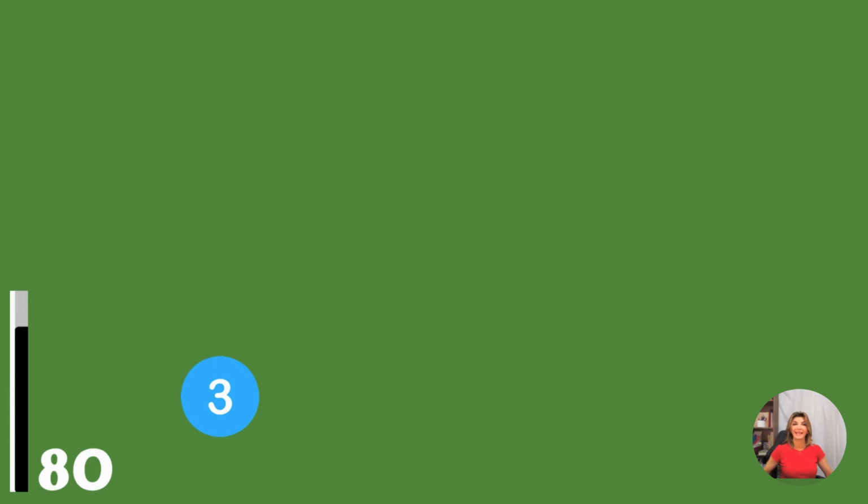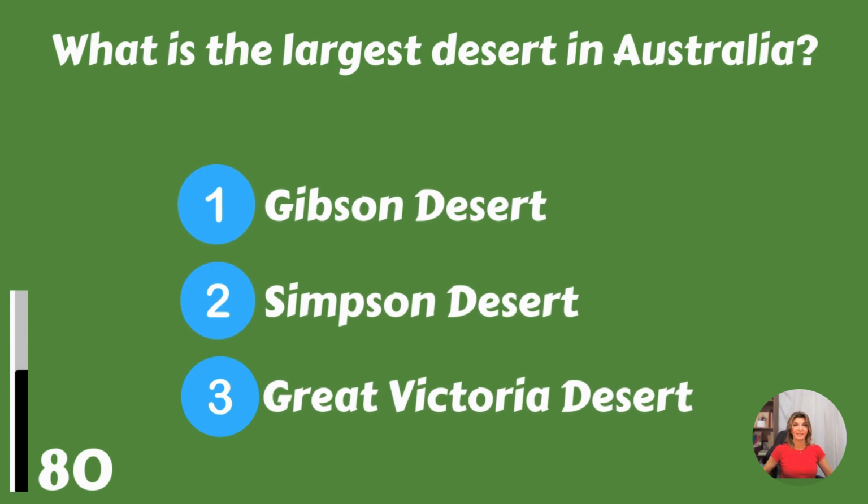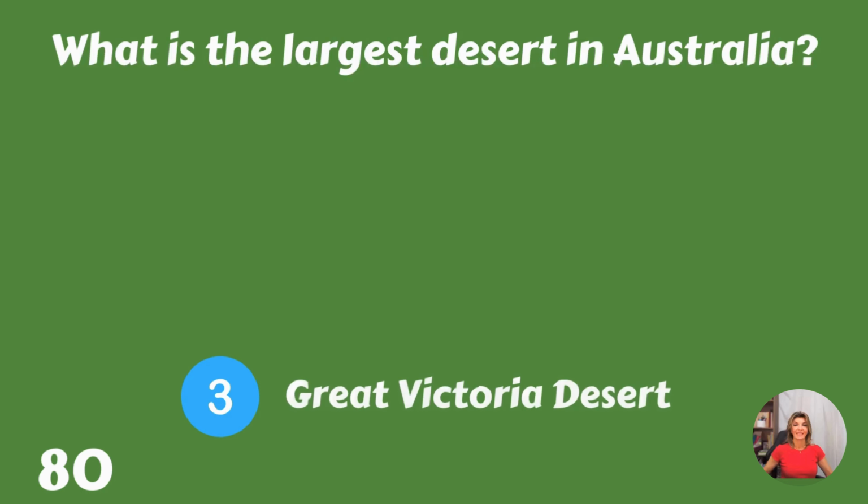We are at question 80. What is the largest desert in Australia? Gibson, Simpson, or Great Victoria Desert? It is the Great Victoria Desert.